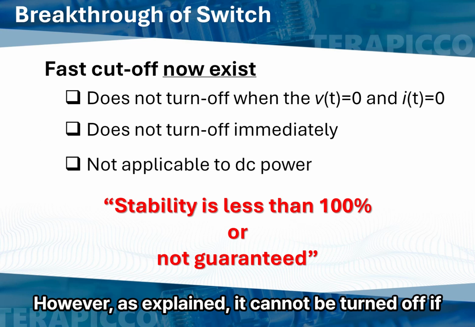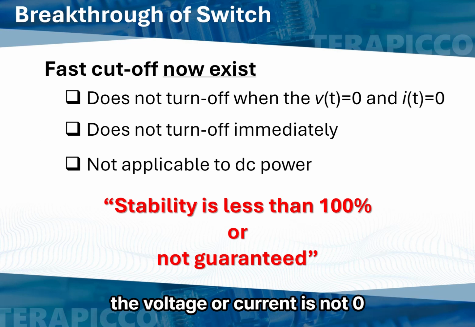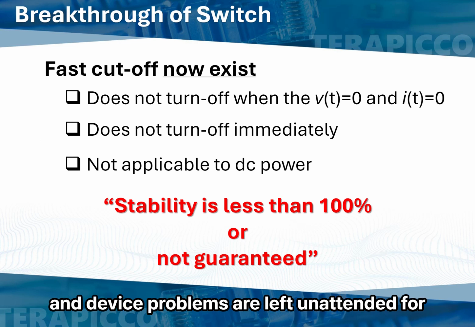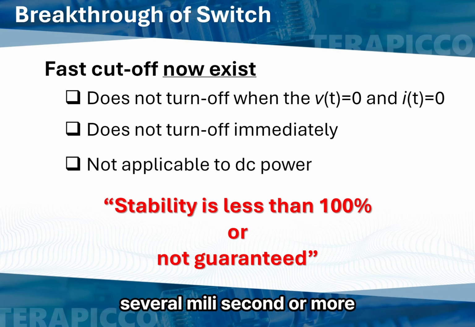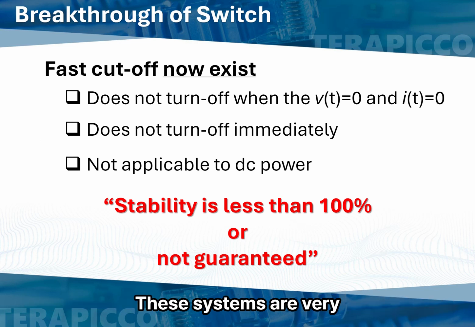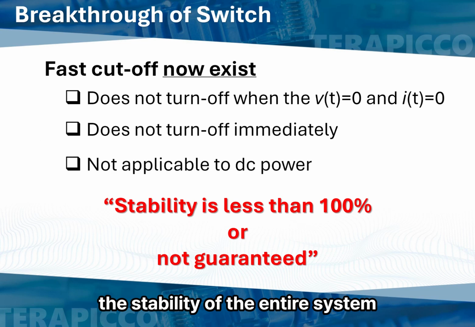However, as explained, it cannot be turned off if the voltage or current is not zero. In other words, it cannot be turned off right away, and device problems are left unattended for several ms or more. Not possible if DC power is involved in redundancy. These systems are very unreliable and cannot guarantee the stability of the entire system.